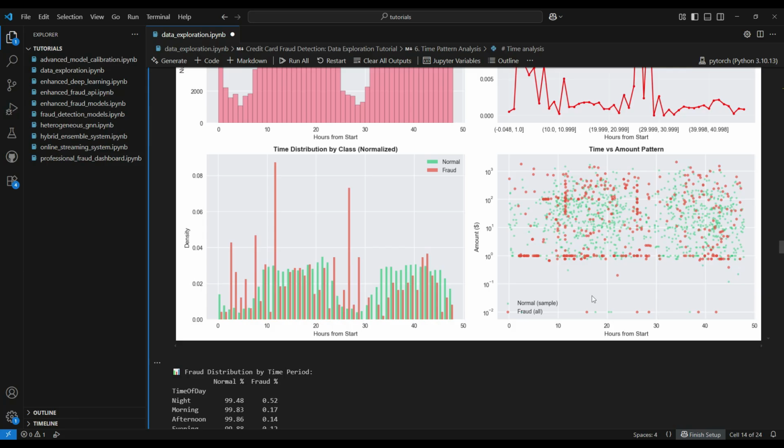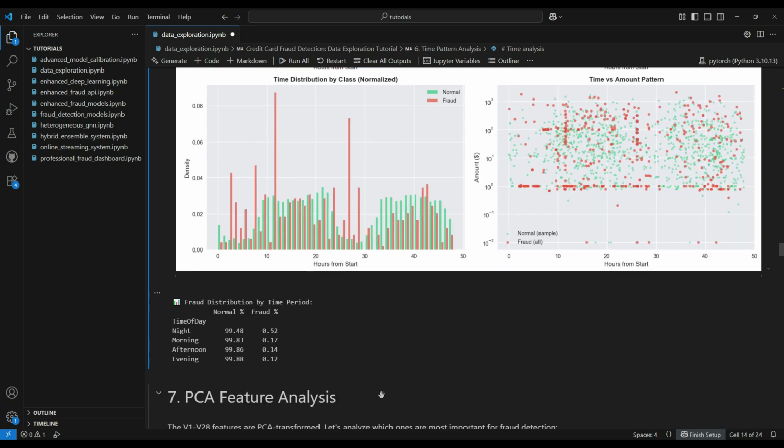The fraud rate does vary over time, not dramatically, but enough that time-based features could help our models. So at the end, I also calculate fraud rates by time of the day: night, morning, afternoon, evening. There are some patterns there too.